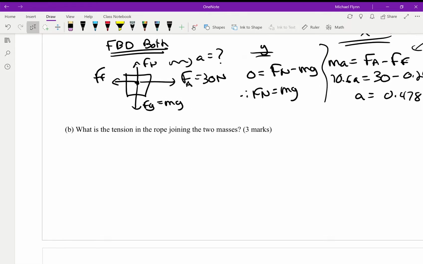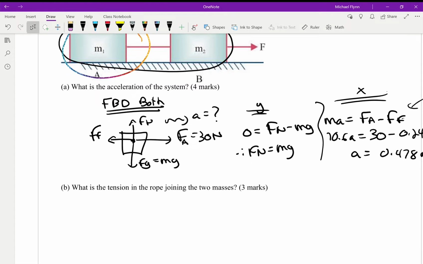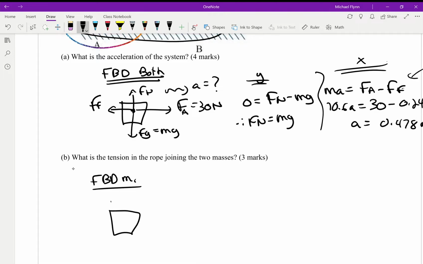So what is the tension in the rope joining the two masses? Now to do that, I'm going to use a rainbow color here. We're going to draw just the free body diagram of M1, in that picture, because it's just being pulled by the rope and it's the simplest one to draw. So free body diagram of M1, what does that look like? Well, gravity. It looks just like the last one, by the way. Yeah, there's one difference though.